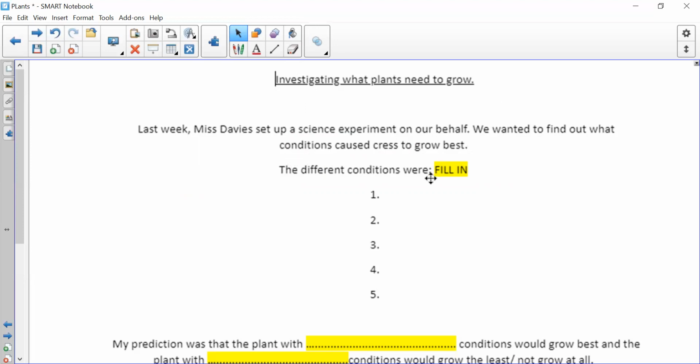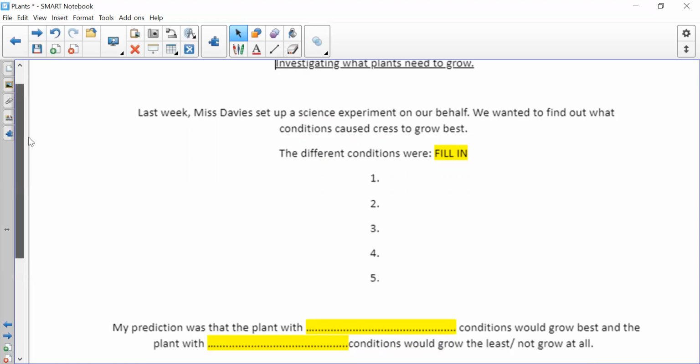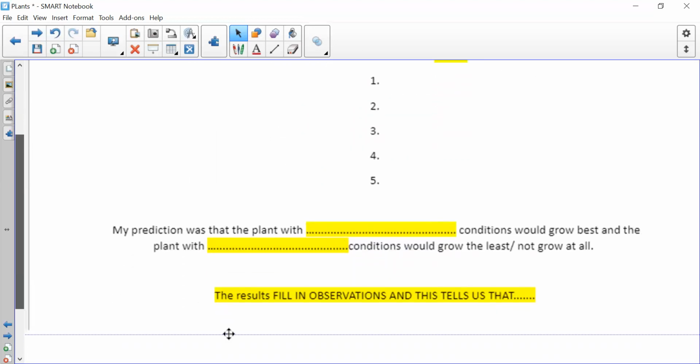The different conditions were, so you're going to fill these in, okay? So one with no, okay? So what they had on the lolly sticks as labels. And then this is referring to last lesson. It says, my prediction was that the plant with conditions would grow best and the plant with conditions would grow the least or not grow at all. Okay, so you need to fill in these bits here.